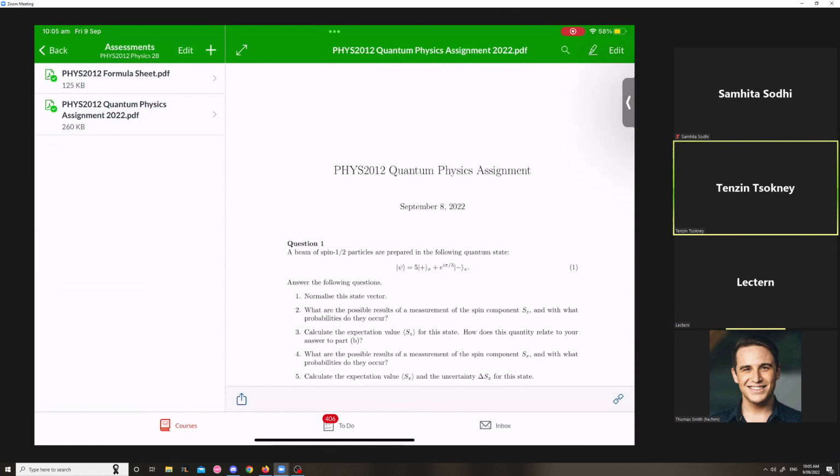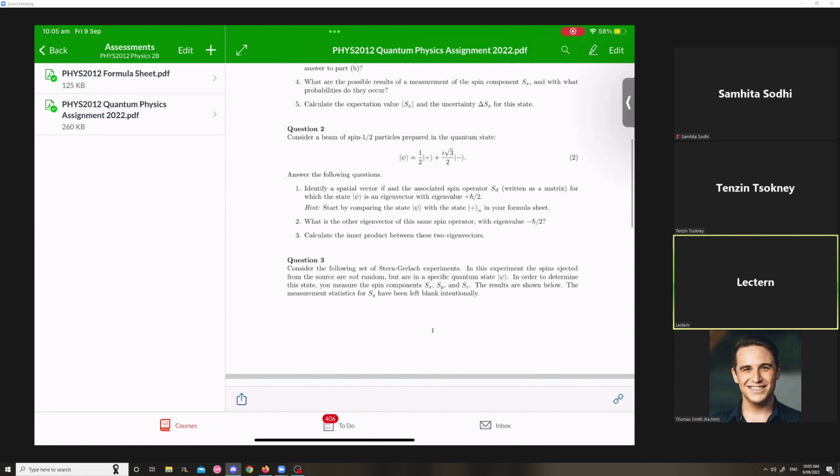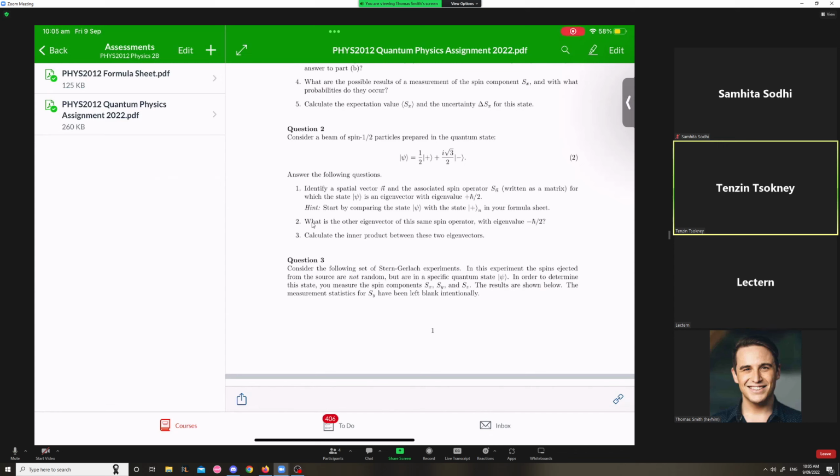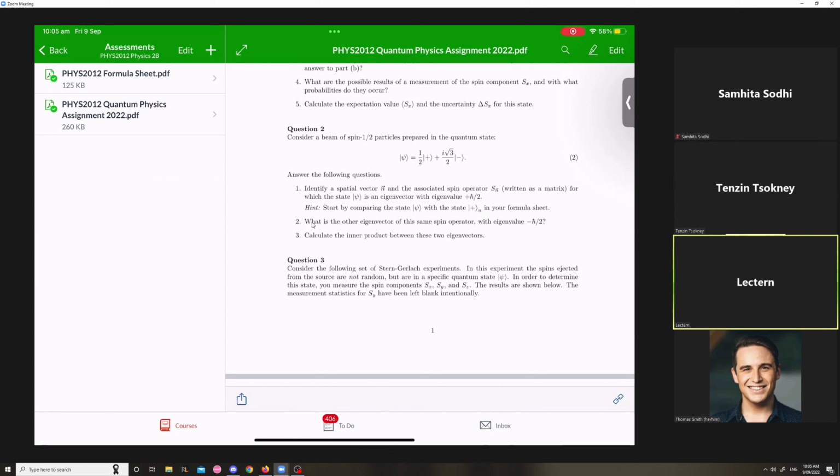Just remind myself what the question actually is. Okay, identify a spatial vector and its associated operator S sub n. So it's this first part that you're stuck on? Yeah, because the other one is like the minus h bar on 2. You should be able to do it using the first one, right?